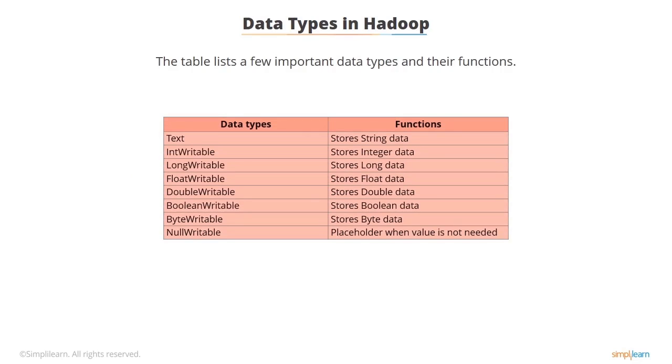Let's now examine various data types in Hadoop and their functions. The first data type is Text. The function of this data type is to store string data. The IntWritable data type stores integer data. LongWritable, as the name suggests, stores long data. Similarly, other data types are FloatWritable for storing float data and DoubleWritable for storing double data. There are also BooleanWritable and ByteWritable data types. NullWritable is a placeholder when a value is not needed.